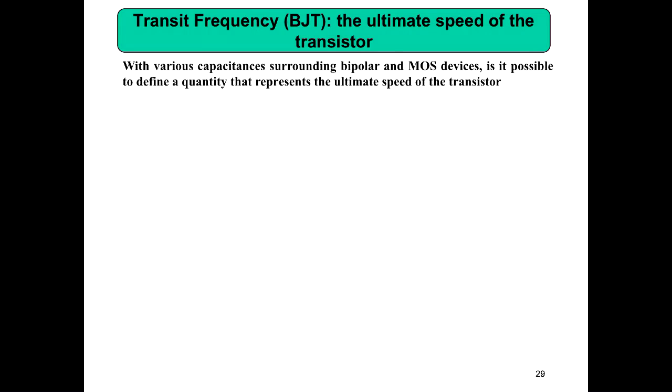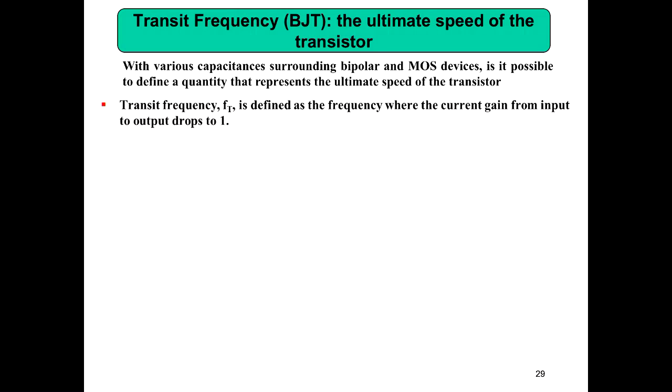With various capacitances surrounding bipolar and MOS devices, is it possible to define a quantity that represents the ultimate speed of the transistor? Transit frequency is defined as the frequency where the current gain from input to output drops to 1. I discussed it. So, sorry? No, because in the transistor the fundamental quantity is current. We are amplifying the current. So that's the reason we are taking current into account. Because when you talk about voltage, how can you get voltage from a transistor alone? Because from a transistor, what you get is output collector current. You are getting a voltage because you are connecting a resistor, and then you are converting current into voltage.